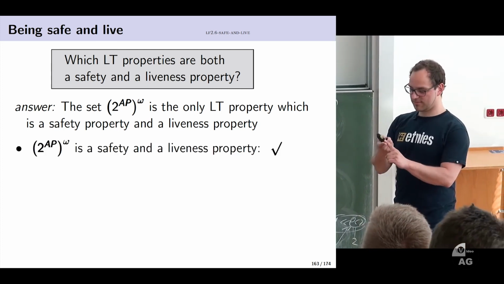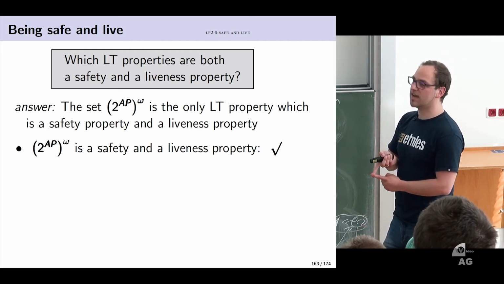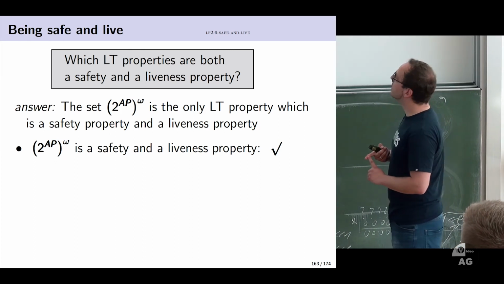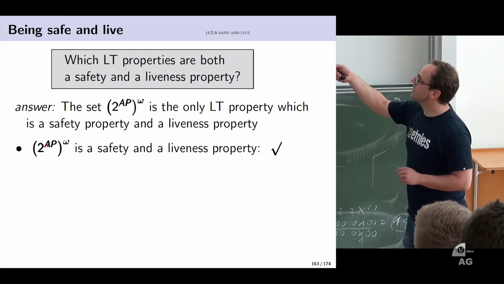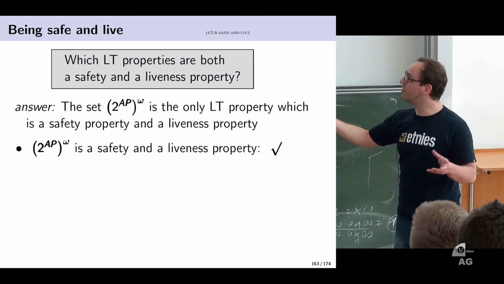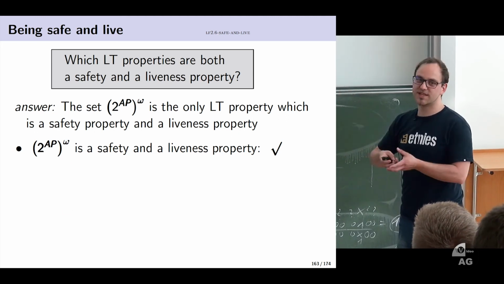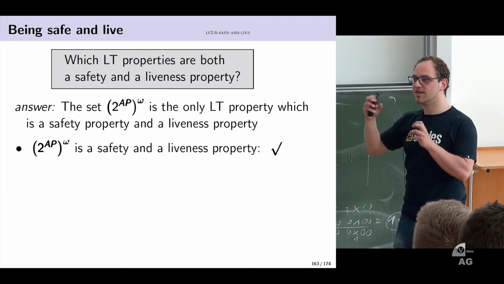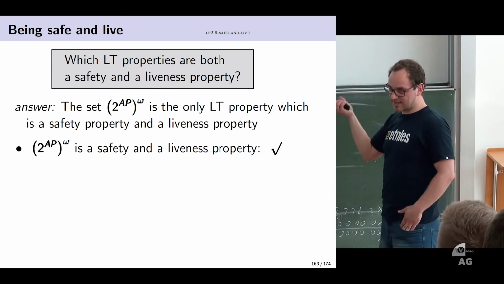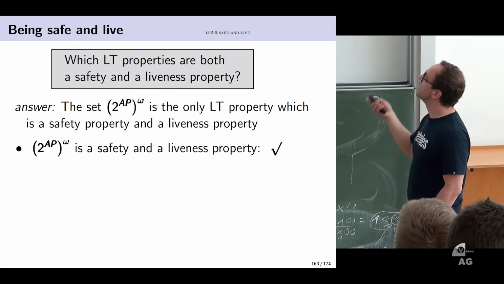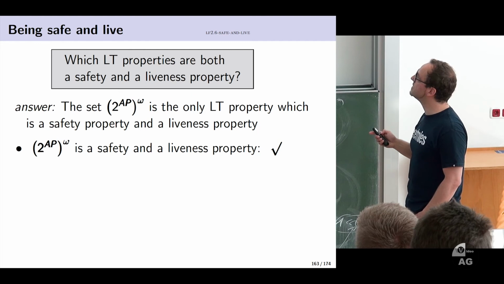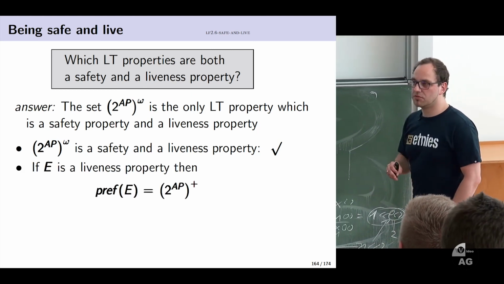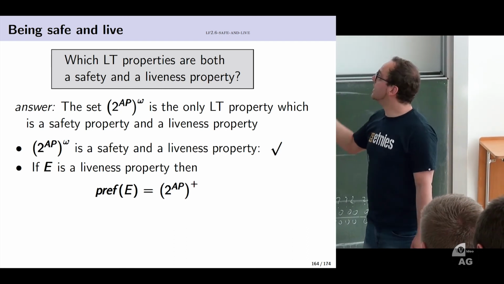Well, first of all, what we can easily verify is that it's a safety and a liveness property. I mean, we have already seen in some earlier proof that it's a safety property, but it's also a liveness property because if you take the prefixes of all infinite words, you will get all finite words, which is exactly the definition of a liveness property. So it's easy to verify that it is indeed safe and live. But you could argue, is it the only one? How do I know? Well, let's check.